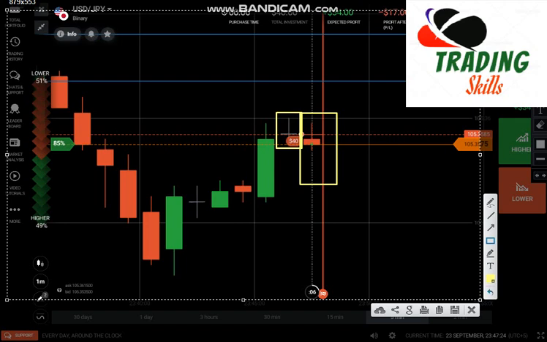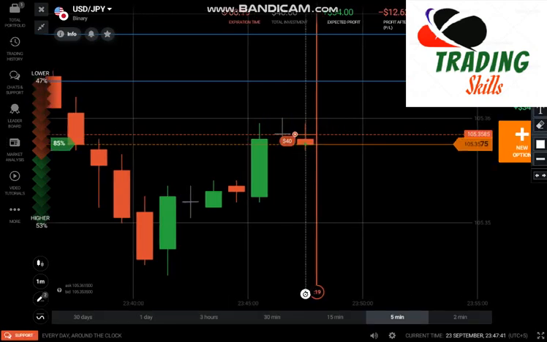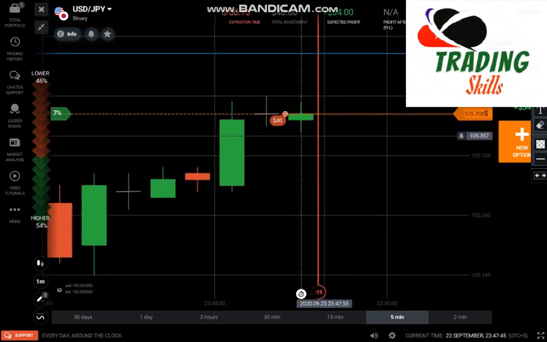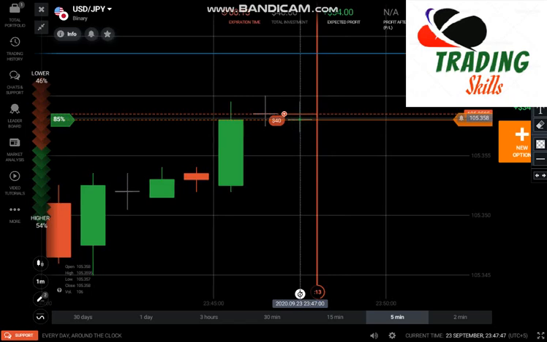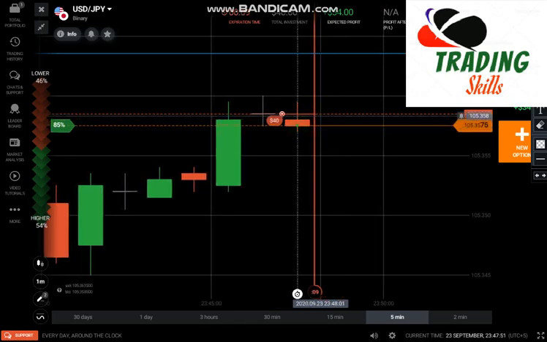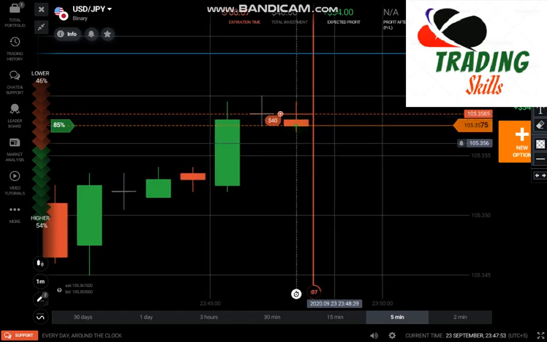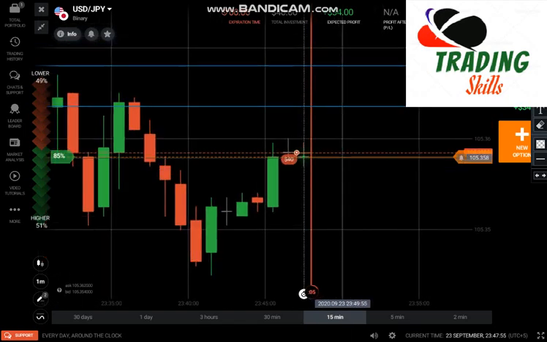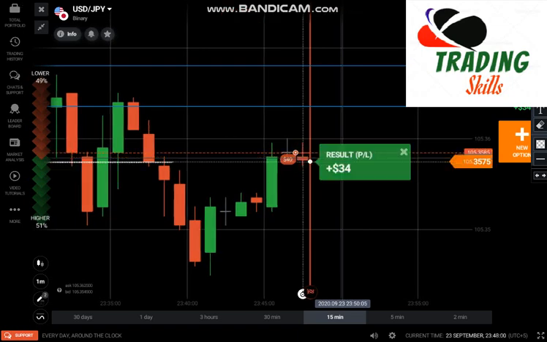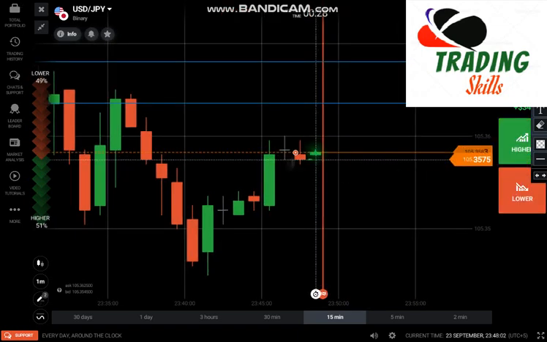So let's see what's going on. The candle will close below our entry point, and we are almost 200% sure that the market will close as a bearish. Okay, so we won our trade here.